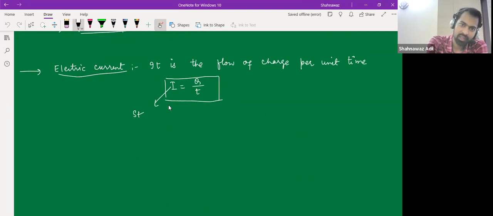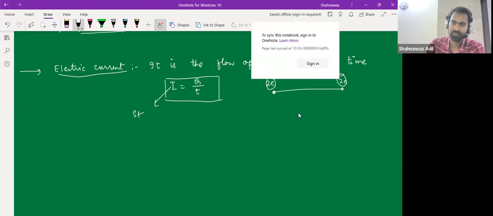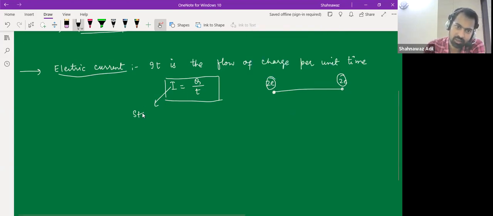Right, so let's say that this charge of 2 electrons is moving, right? And in here also this charge of 2 electrons is moving. So you see that these charges are same, right? So when same charges are flowing all the time, that would be called a steady current.